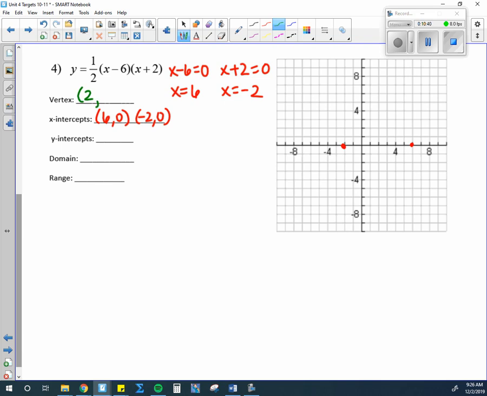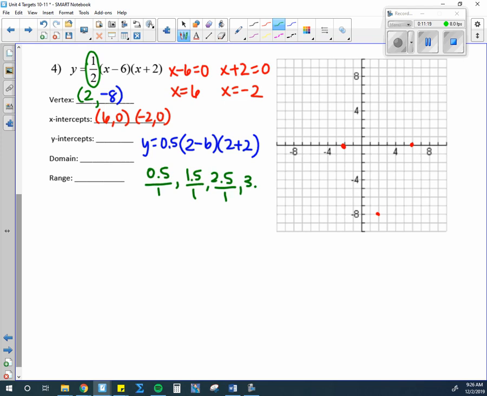I will then take that value and plug it into my equation for x. So again, I'm going to use 0.5 instead, so it's easier to plug into my calculator. And when I do that, I get a y value of -8. So I'm going to go ahead and plot that. Because my a value here is 1/2, my pattern is going to be 0.5 over 1, 1.5 over 1, 2.5 over 1, 3.5 over 1, and so on if I need to.